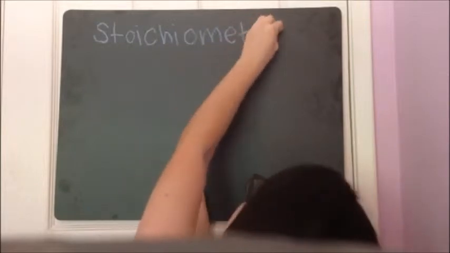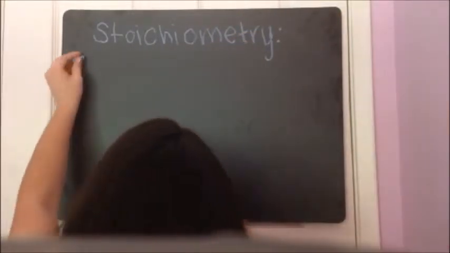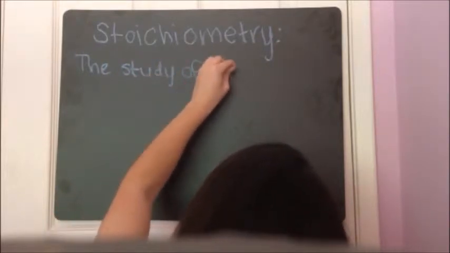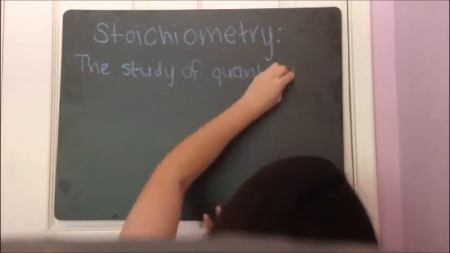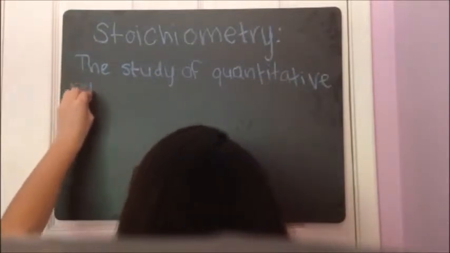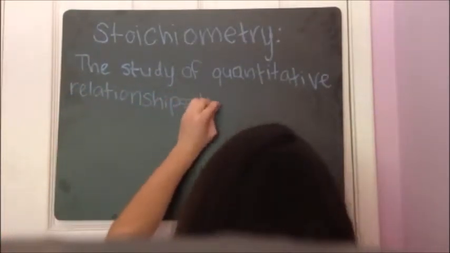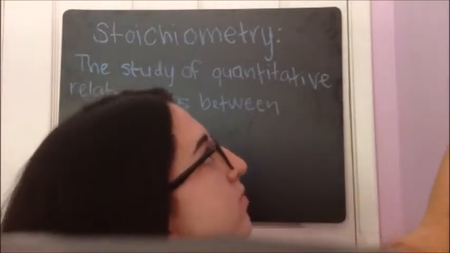Stoichiometry is the study of quantitative relationships between amounts of reactants used and products formed by a chemical reaction. We learned stoichiometry in chapter 12, but it was very important and we carried it over through several other units. To do stoichiometry, we need to know the balanced equation of a reaction.